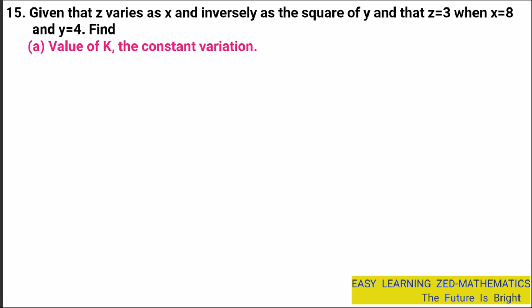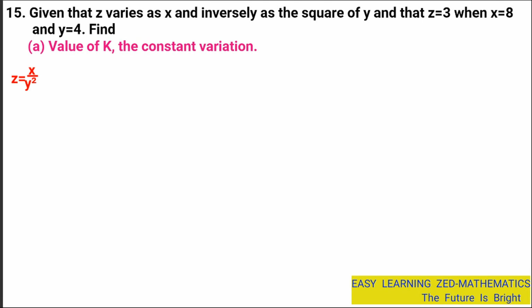So what we need to do first is come up with a formula that we are going to use in solving the questions. So let's write the relationship stated in the statement. We are told z varies. Since I've got no symbol for varies, I'm just going to put equal to. So we can say z is equal to x over y squared, because it varies inversely, so that is going to be divided.